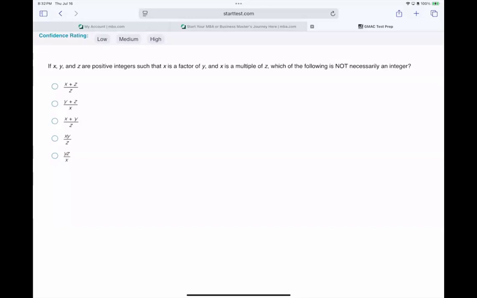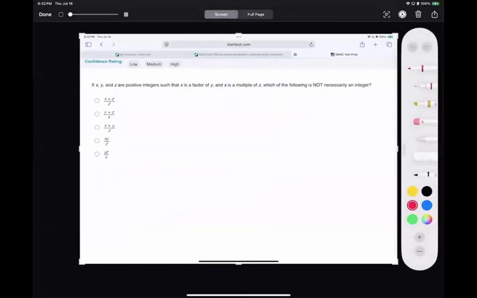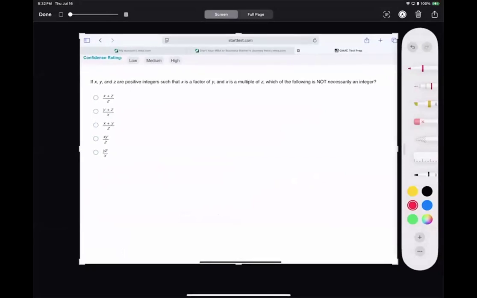Let's do it. If x, y, and z are positive integers, such that x is a factor of y, so y is divisible by x, and x is a multiple of z, so z is a divisor of x, so it is a divisor of y as well. Do you guys agree? Which of the following is not necessarily an integer?